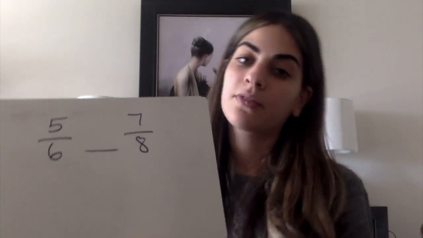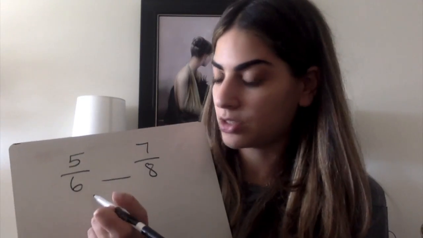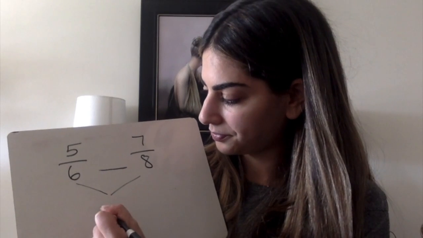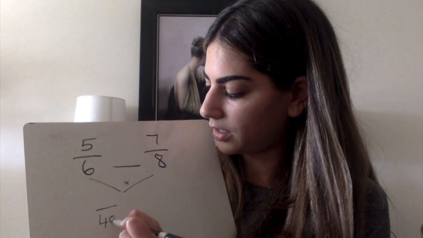Okay, so how we solved this for homework yesterday using the strategy was we first needed to come up with a common denominator, right? 6/8, right? And when we multiply 6 times 8, we get 48.